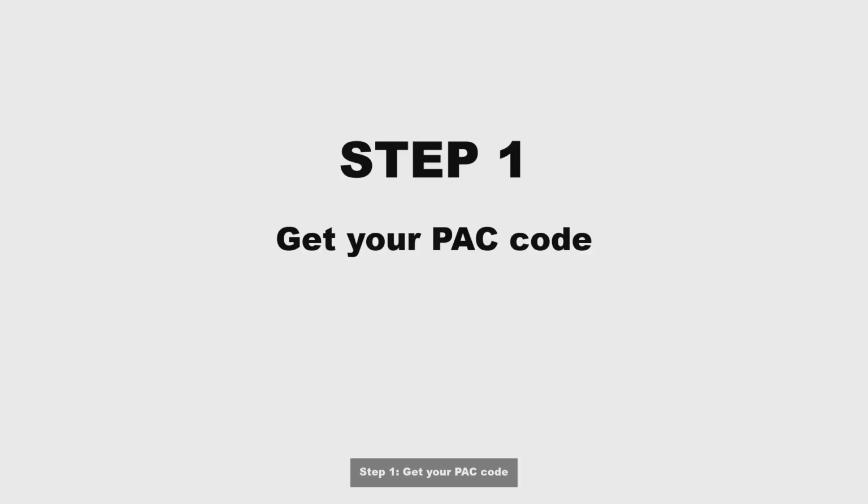If you're looking to transfer your number from Giffgaff to O2, follow these steps to make the process smooth and easy. Step 1. Get your PAC code. To start the porting process, you need to request the porting authorization code, PAC, from Giffgaff. You can do this by texting PAC to 65075 or by logging into your Giffgaff account.